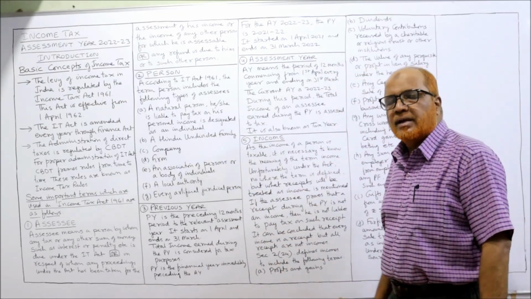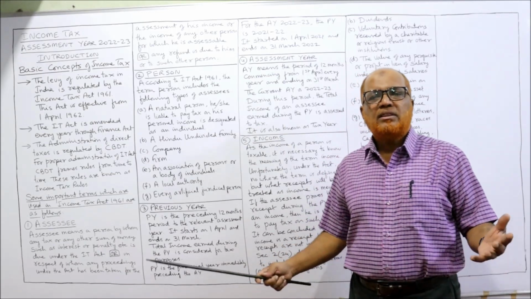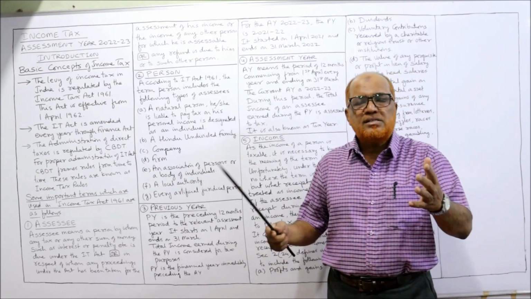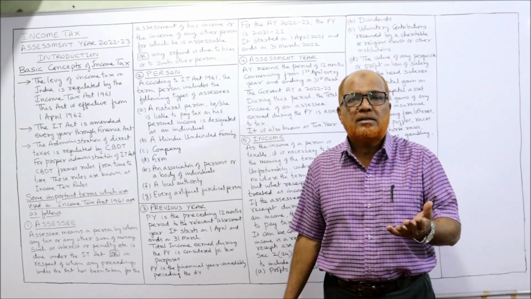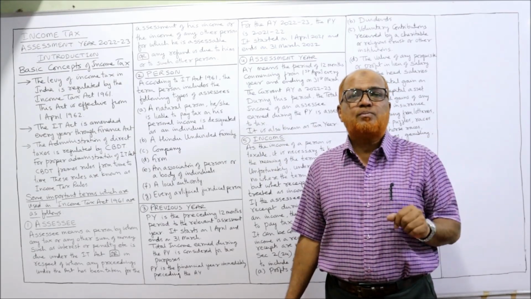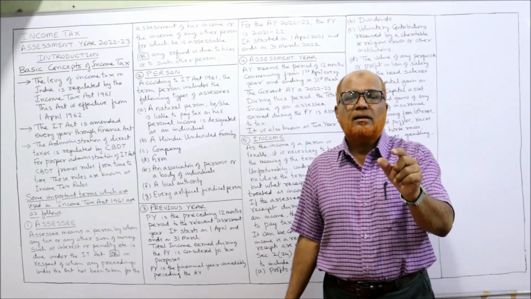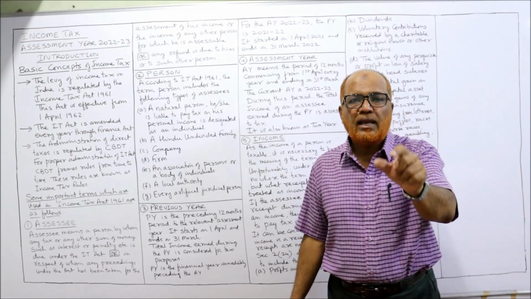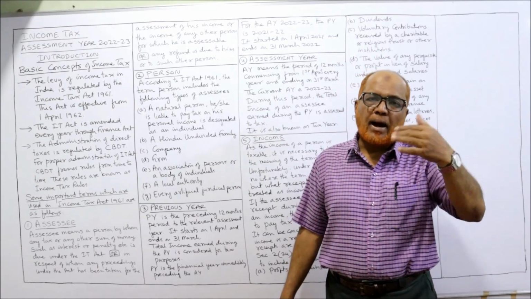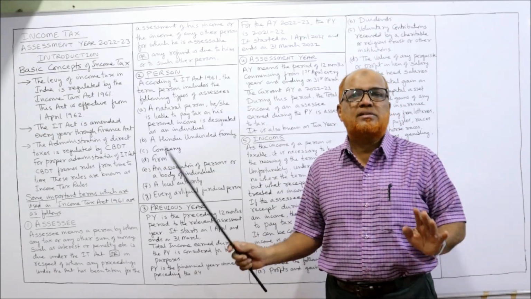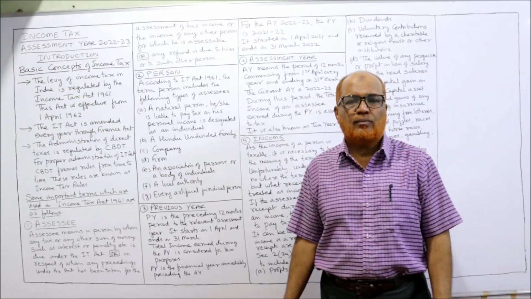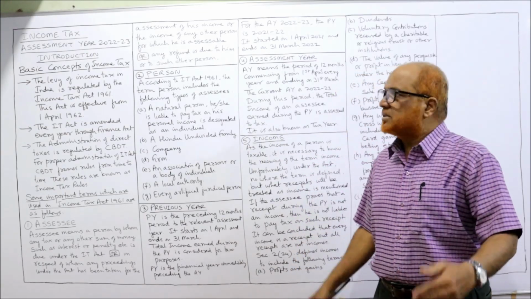Next comes person. Normally we think that person means a natural person just like us. We are all natural persons. But from the income tax point of view, person does not mean only natural person. Apart from natural persons, some artificial persons are also persons from the income tax point of view. So who is a person?